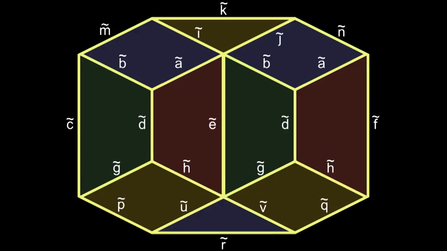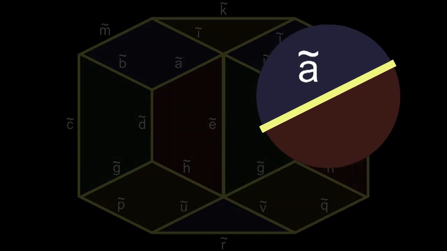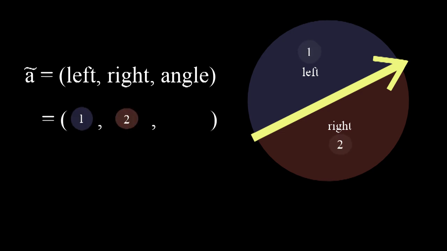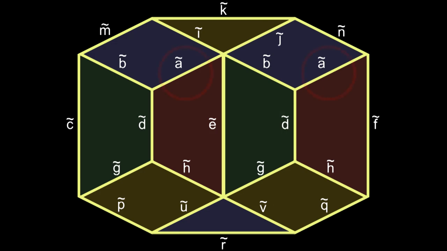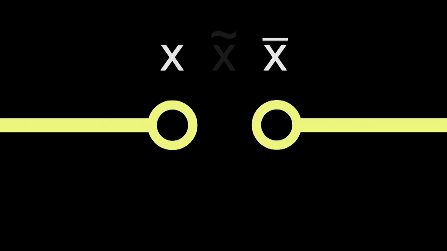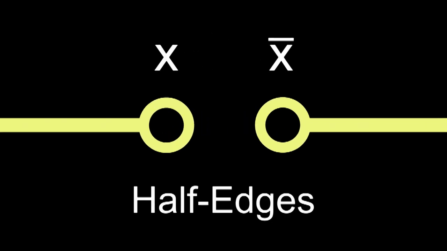Next, we label each edge. Each edge has a face on its left and a face on its right. We assign a label to each edge based on the color of the left face and the right face and the angle of the edge. Two edges have the same label if they're locally similar. Every edge can be cut in half. It can be cut into two half edges, pointing in opposite directions. We label these half edges A and A bar. The full edge is labeled A tilde.